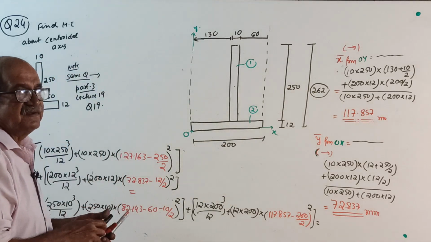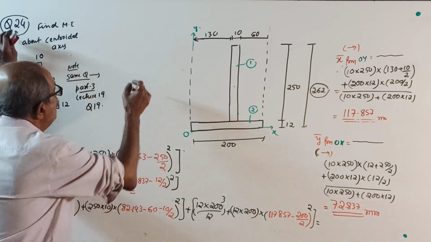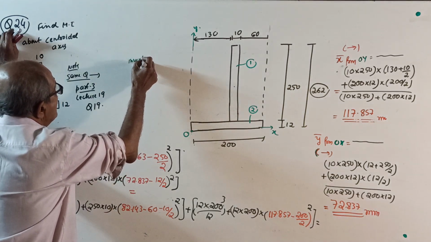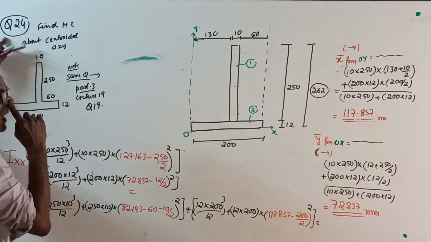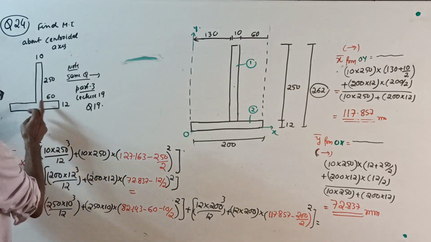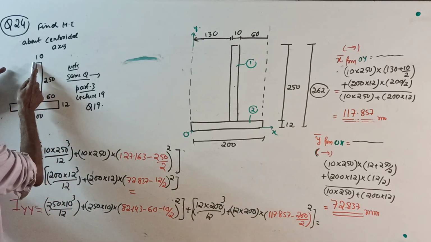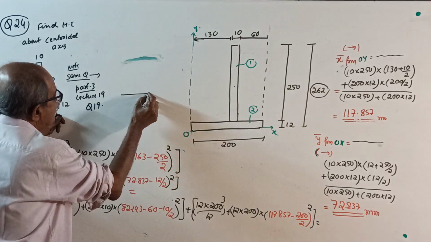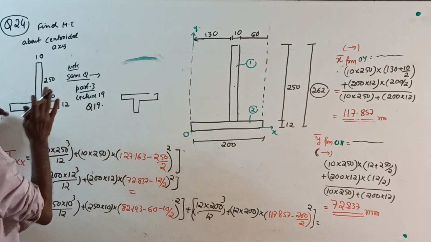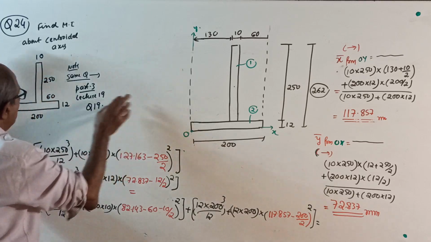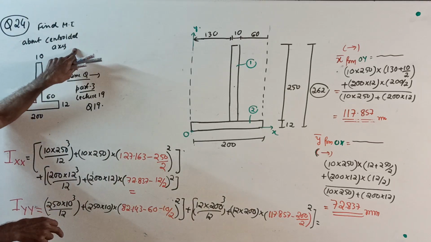See, last two questions, some 3-4 questions I did for T section. Now inverted T. When I take inverted, question 24, again for understanding purpose, I will take no symmetry here. See, last time when I did first question, I put lesser this side and more this side. Now, this side more, this side lesser to understand. Make a note. Here question is, find moment of inertia about centroid axis.